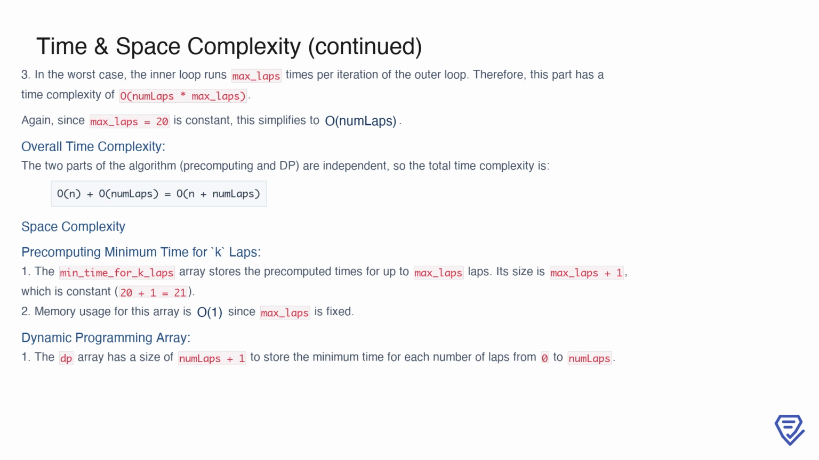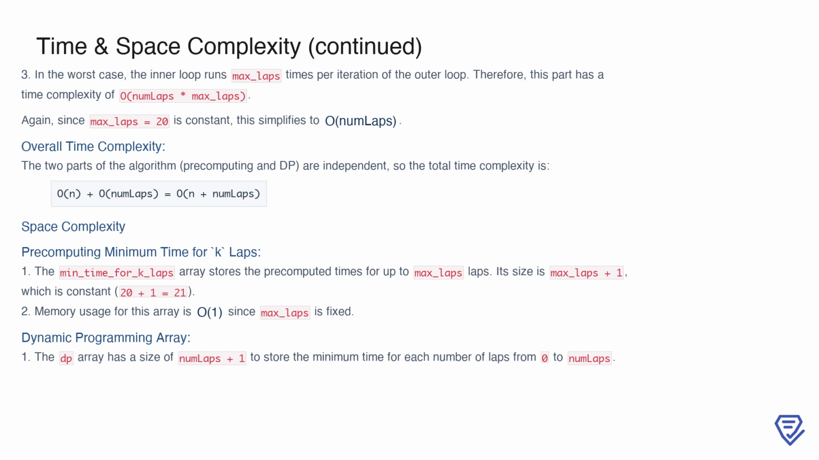Now, let's examine the space complexity. During the pre-computation phase, we use an array called min_time_for_k_laps to store the pre-computed times for up to max_laps. The size of this array is max_laps plus 1, which is fixed at 21. Since this size does not grow with the input, the memory usage for this array is constant, or O(1).